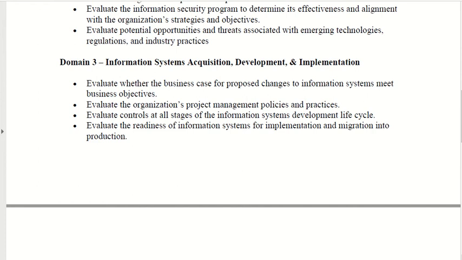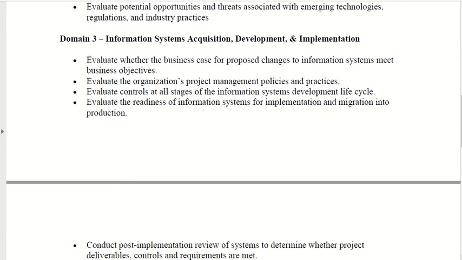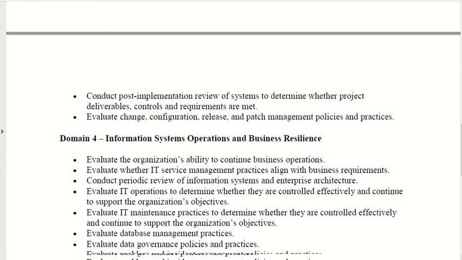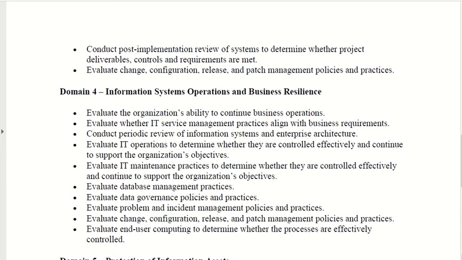Evaluate the readiness of information systems for implementation and migration into production. Conduct post-implementation review of systems to determine whether project deliverables, controls, and requirements are met. Evaluate change configuration, release, and patch management policies and practices. Domain 4 is Information Systems Operation and Business Resilience.